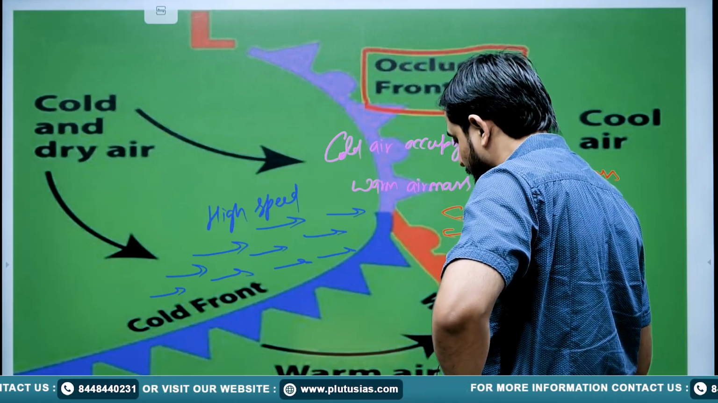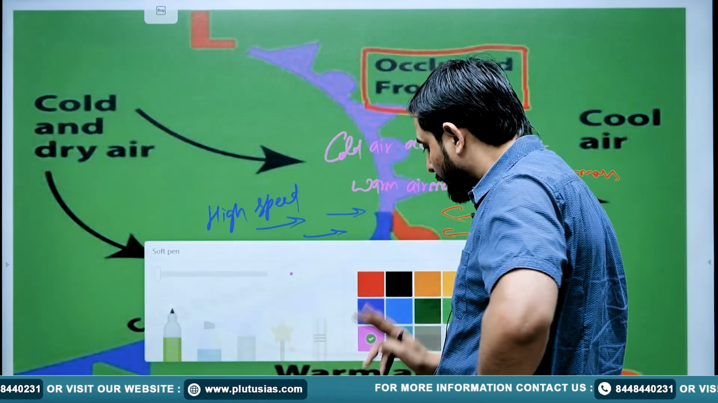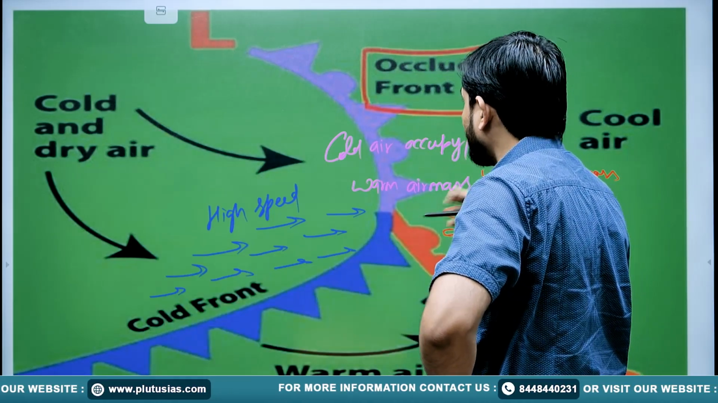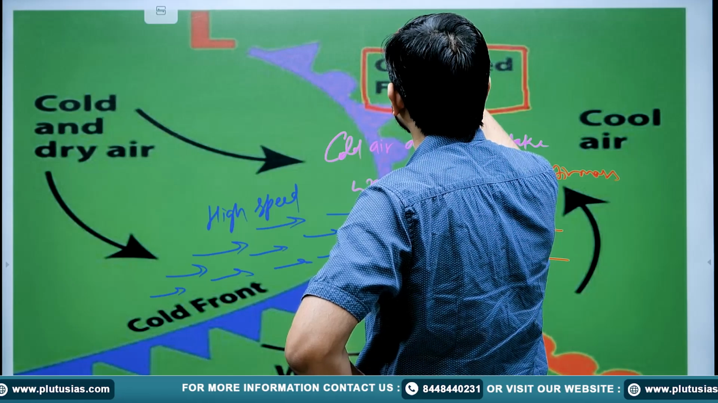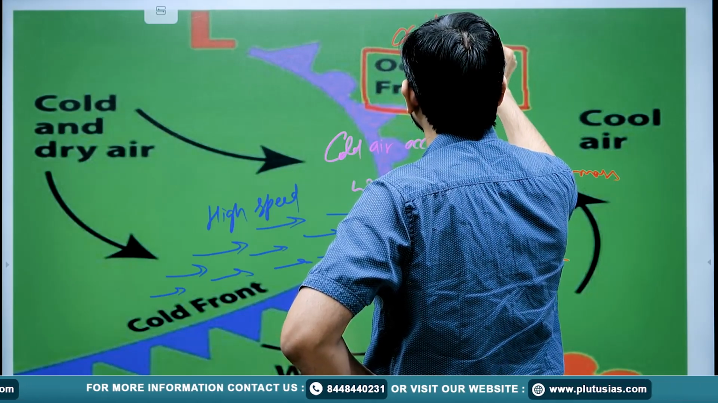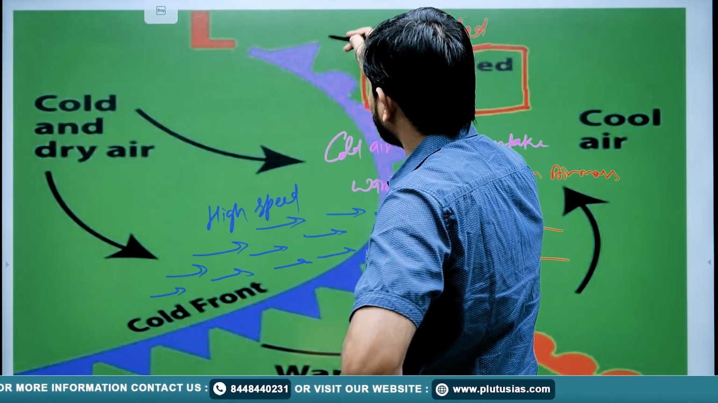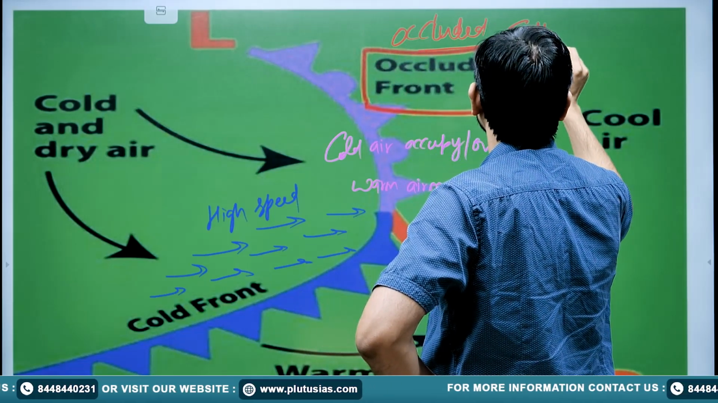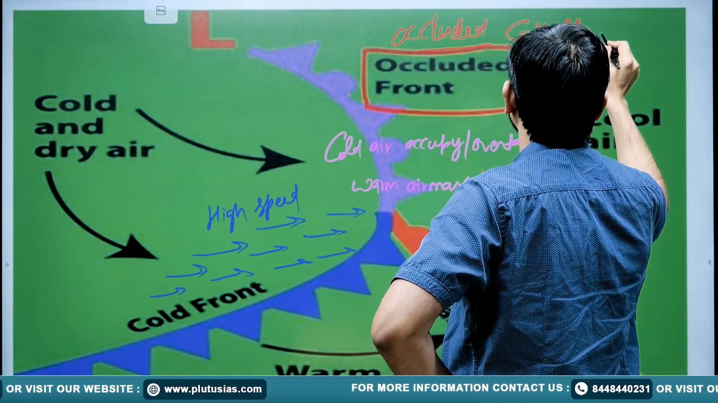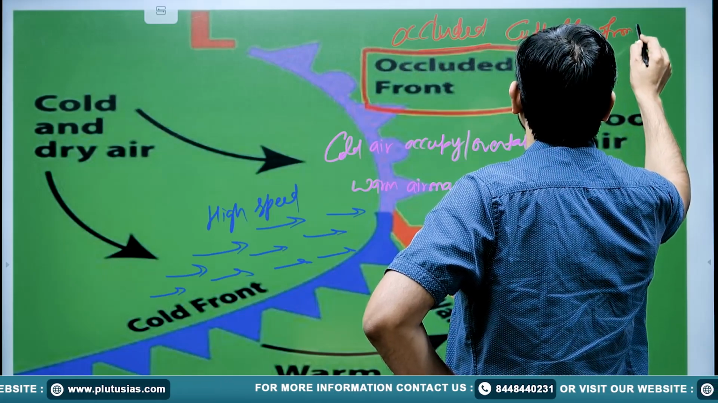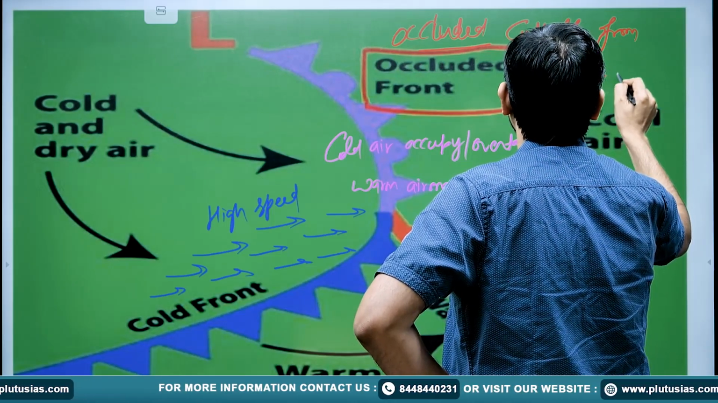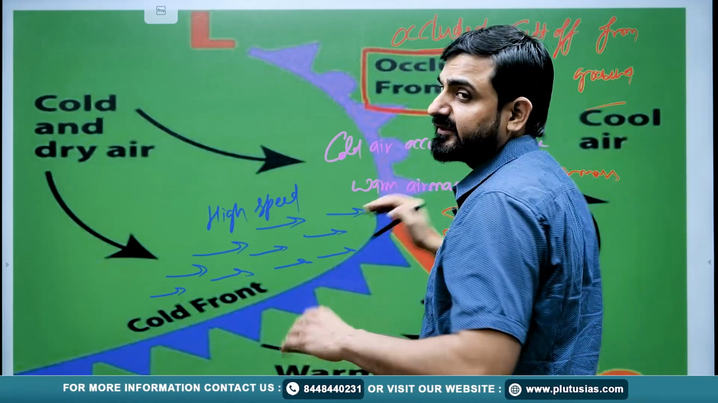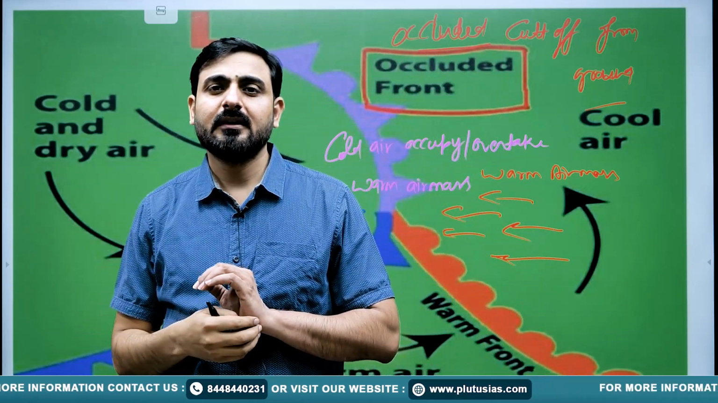And it leads to the warm air mass being completely cut off, occluded. We call it occlusion. It means the warm air mass is generally occluded, cut off from the ground. Or we can say the warm air mass generally gets completely separated from the ground.